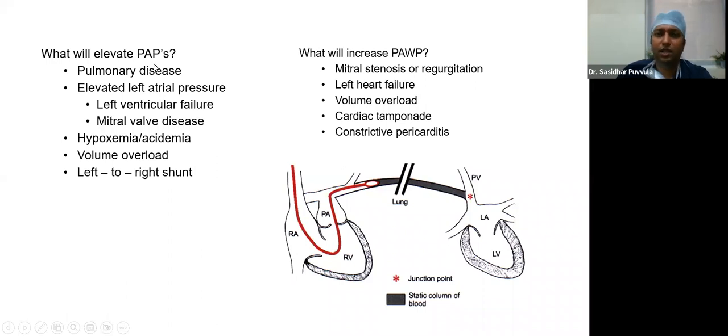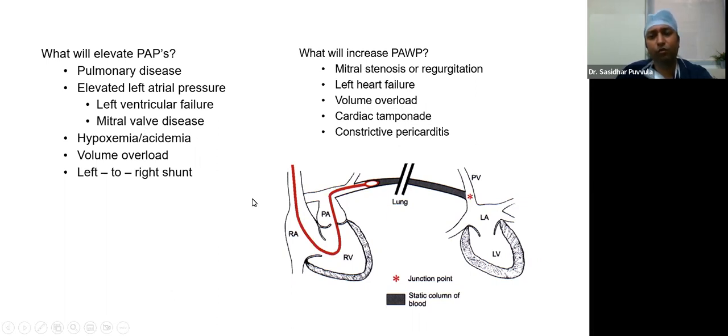And pulmonary artery pressures, these are the pressures in the pulmonary artery before you inflate the balloon. Before you inflate the balloon, it is pulmonary artery pressure. Once you inflate the balloon, it is called pulmonary artery wedge pressure. So pulmonary artery pressures are usually elevated in your pulmonary diseases, cor pulmonale, and some other conditions like even in left ventricular failures and mitral valve disease as well.